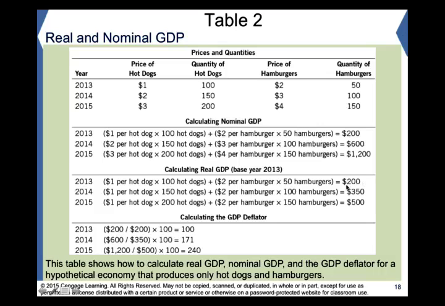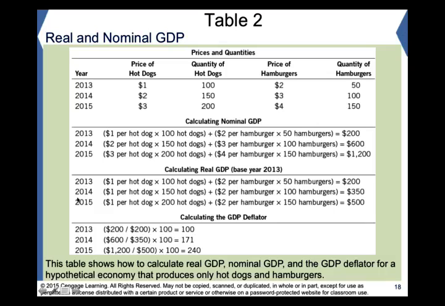Now, if you remember, I told you before, for the base year, the nominal GDP is equal to real GDP. So base year is 2013. And in 2013, nominal GDP was 200, right? And when we calculated the real GDP for 2013, it also came out to be 200. So 200 and 200 are the same. So again, for the base year, the nominal GDP is equal to the real GDP.